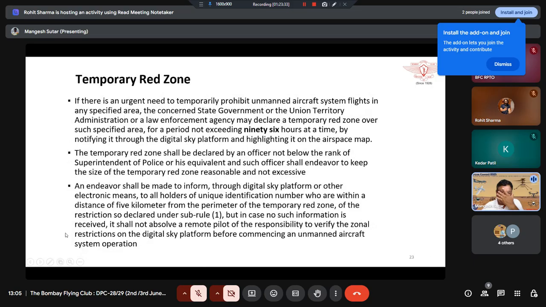Okay, so let's see what is a temporary red zone. If there is an urgent need to temporarily prohibit unmanned aircraft system flights in a specified area, the concerned state government or union territory administration or a law enforcement agency may declare a temporary red zone over such a specified area for a period not exceeding 96 hours. Okay, so that will be not exceeding 96. This is a temporary red zone. Okay, a temporary red zone can be declared.